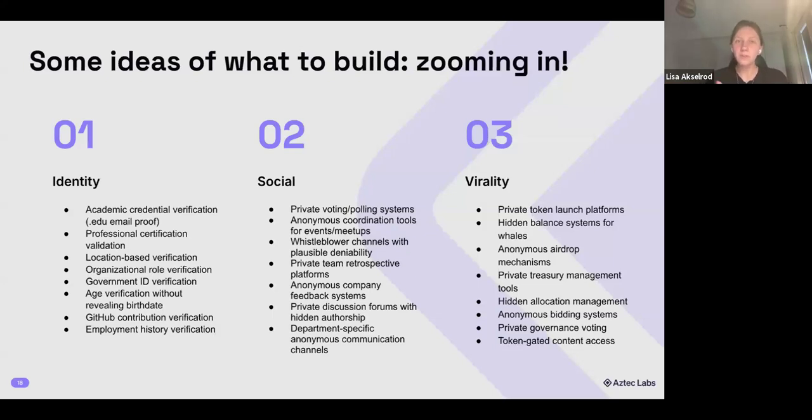For example, if we are talking about a feedback system, if people know that the system is anonymous, their incentive to be truthful in their feedback is way higher because they know that their manager or whoever doesn't have any opportunity to know that it is them who posted the message. The third category is virality: private token launch, hidden balance systems for whales, anonymous airdrop mechanisms, private treasury management tools, hidden allocation management, anonymous bidding systems, and so on and so forth.